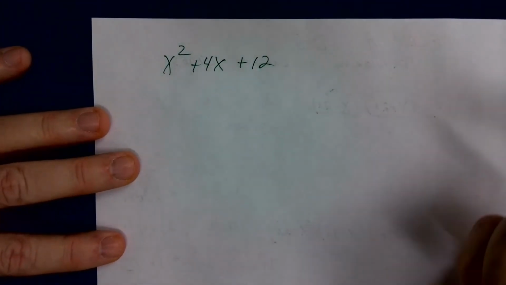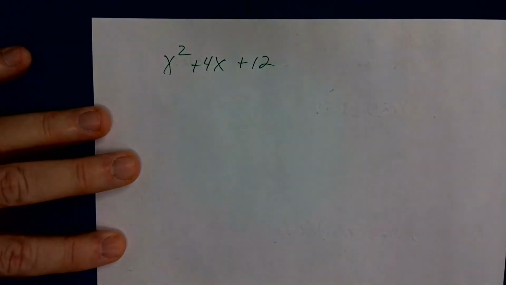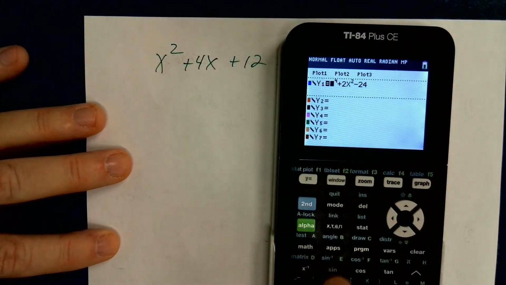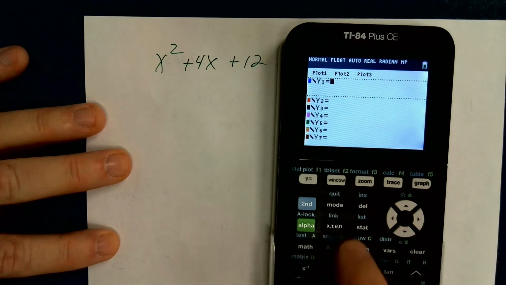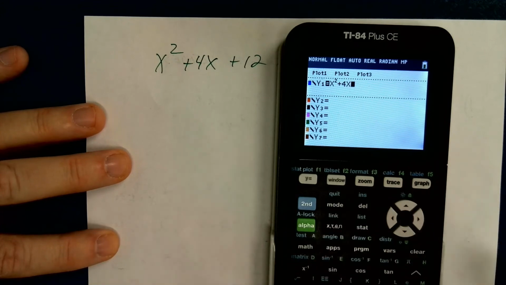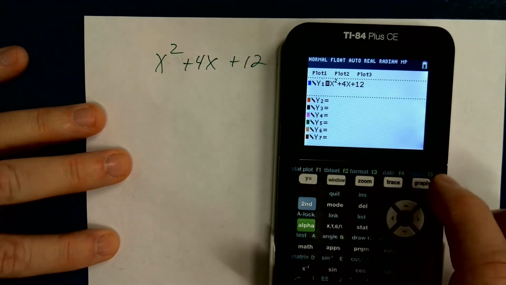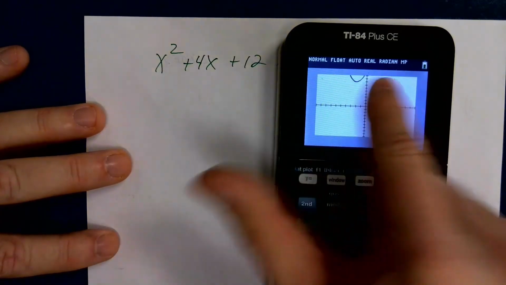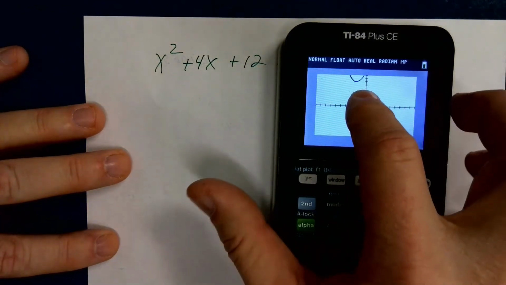So what happens if we get down to this? Well, we know, quick little refresher here. Let's clear all that out. X squared plus 4x plus 12 and zoom 6. If I was to graph that, you can see it doesn't touch. It has imaginary solutions, right?